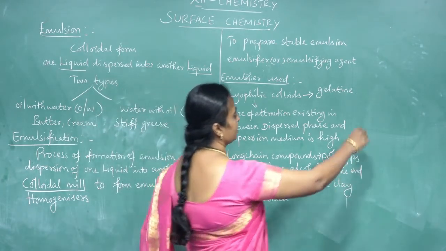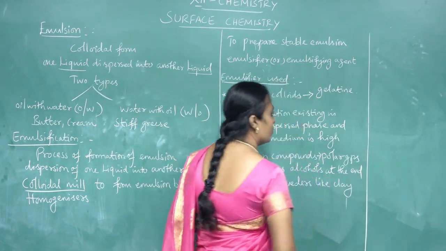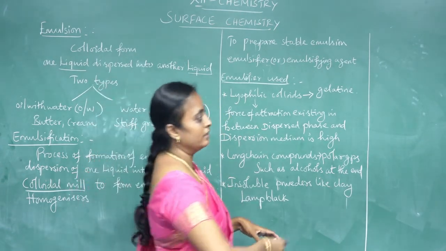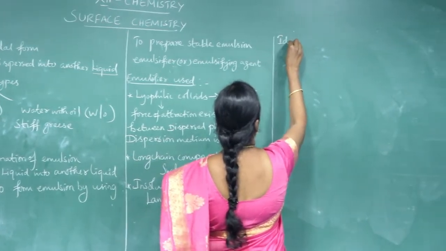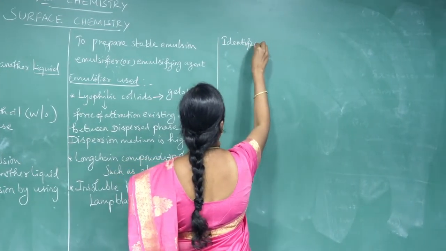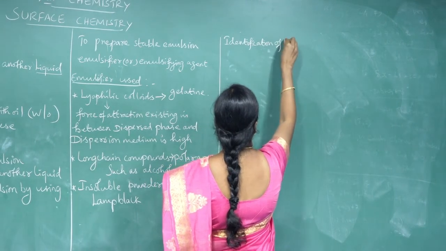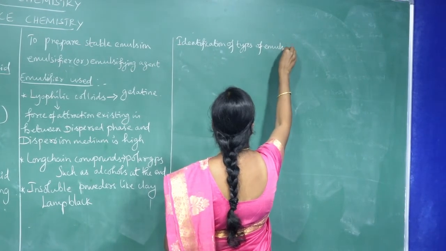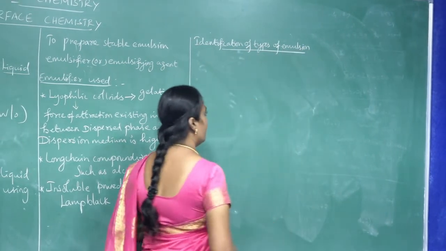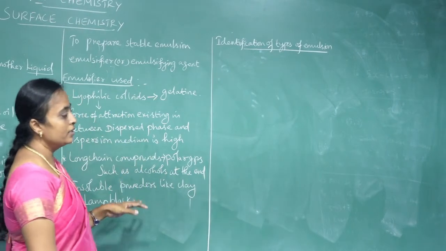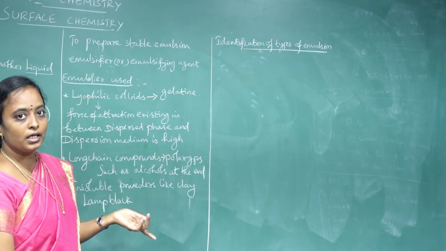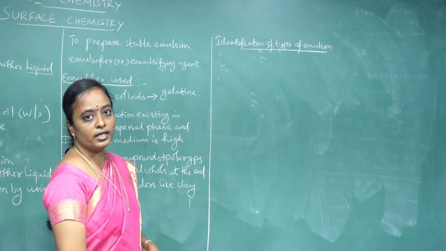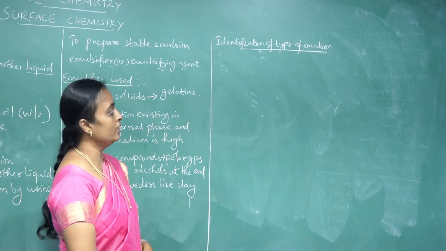Next we are going to see how to identify the type of emulsion, that is, identification of types of emulsion. There are two types we have already discussed. One is an aqueous emulsion and the second one is an oil emulsion. So how can you differentiate the aqueous and the oil emulsion? A test is given to identify them.